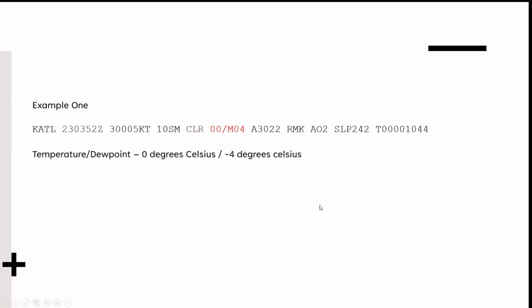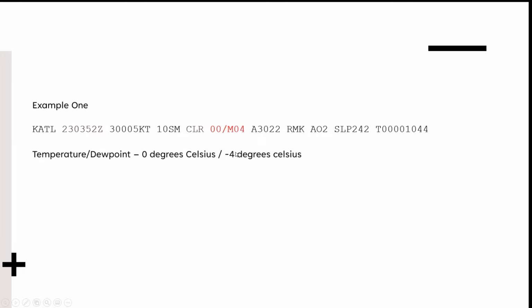Next we have the temperature and the dew point. Now these are in whole numbers, okay? So the first one is our temperature. That means 0 degrees Celsius. There's always going to be two digits. And the next one shows M04. Now the M means that the temperature following it is at minus or below 0.